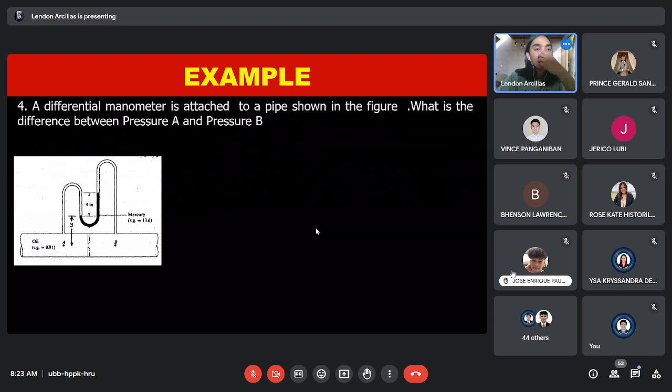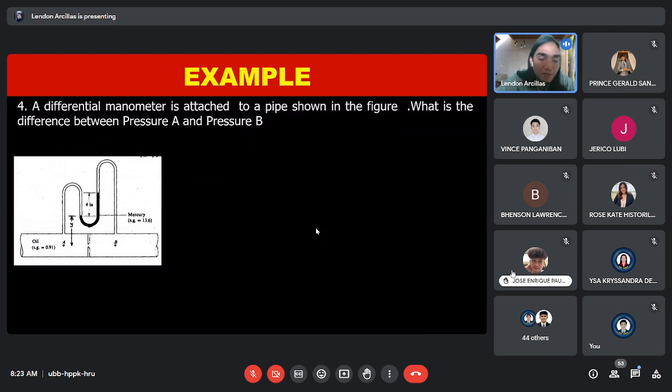Okay. This type of manometer is a closed differential manometer. A differential manometer is attached to a pipe shown in the figure. What is the difference between pressure A and pressure B? Pressure A minus pressure B. So, mali pala tayo kanina. Pag kung saan tayo magsasubtract, doon pala tayo magsisimula. Okay, so start natin.